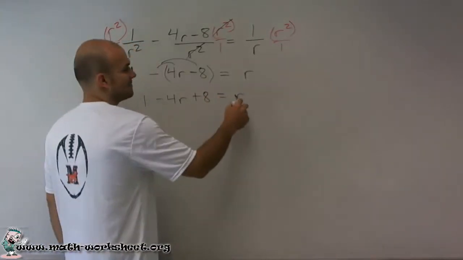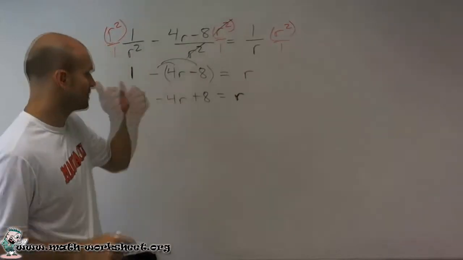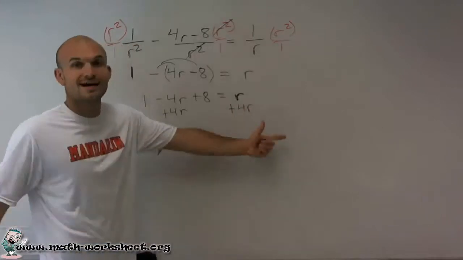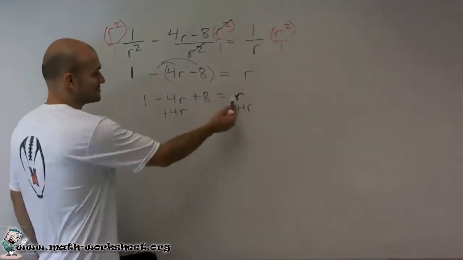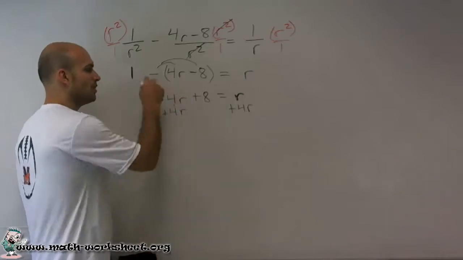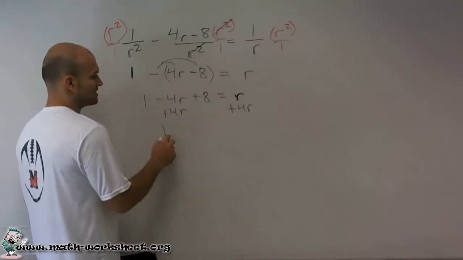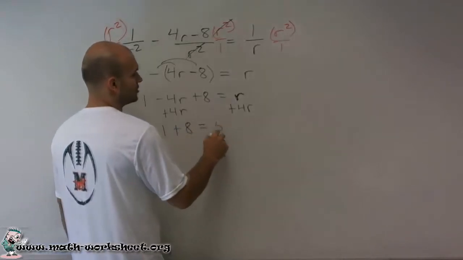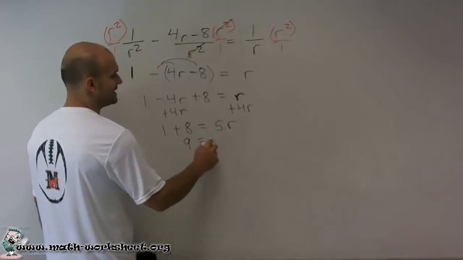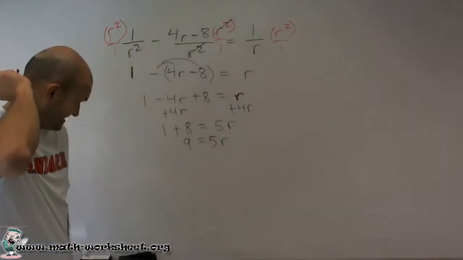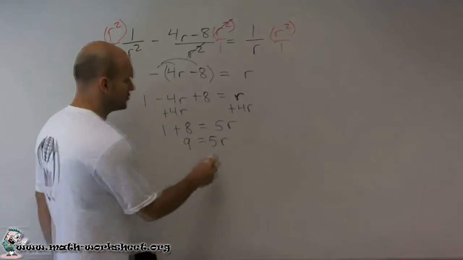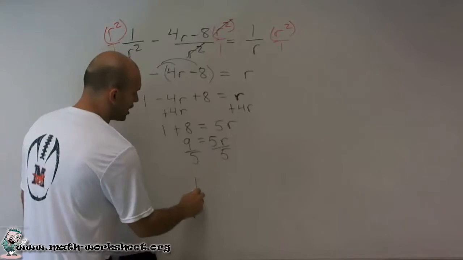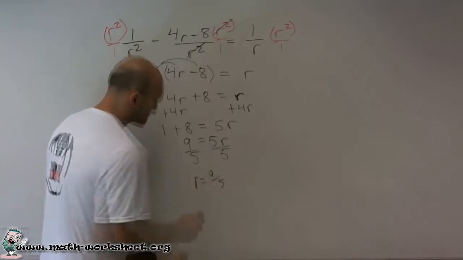Now what I need to do is get my variable to go on the same side. So what I'm going to do is add 4r. Since this side already has the variables on it, I'm going to get everything over there. So I'll add 4r by using the addition property of equality. That's going to go to 0. So I'm just left with 1 plus 0 plus 8, which is really just 1 plus 8 equals 5r. Combine these, I get 9 equals 5r. And then to undo what's being multiplied by my r, I'm going to divide by 5. So I get r is equal to 9/5.